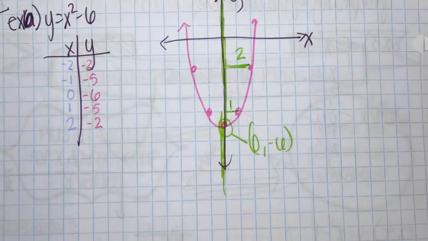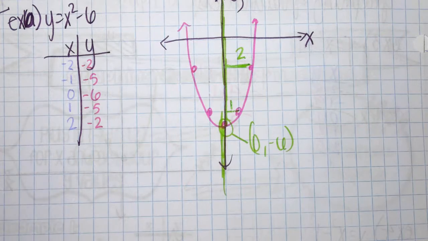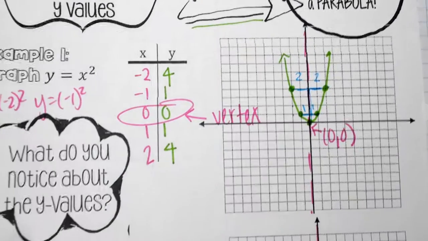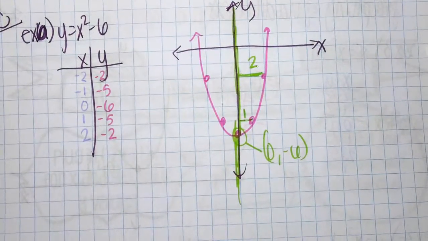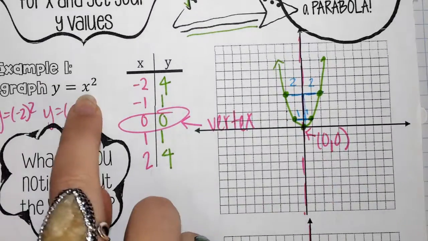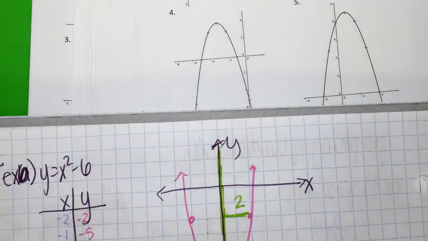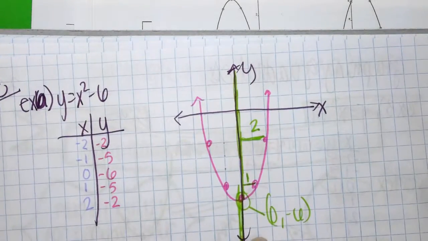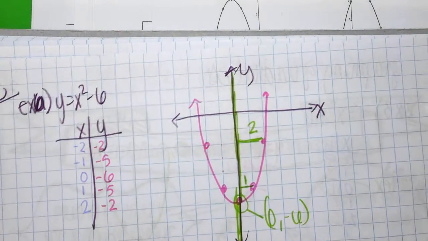But what did we do with it? How does it look different than this graph? You moved it down. Yeah. And how many units did we move it down? 6. You started at 0, 0 on this one because it was x squared. This one was x squared -6, so it moved it down 6 units. That's it. That's all we did.